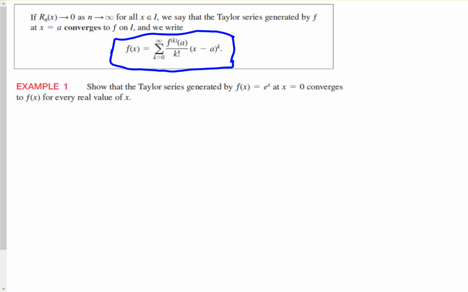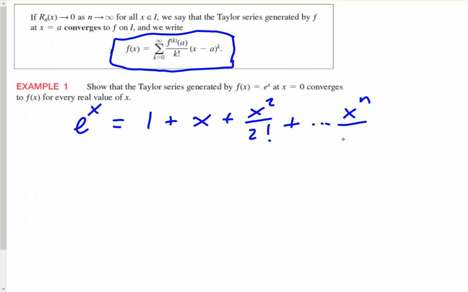Example 1: show that the Taylor series generated by f of x equals e to the x at x equals 0 converges to f of x for every real value of x. We know that the function has derivatives of all orders. We did a problem like this in the previous section. We showed that e to the x is equal to 1 plus x plus x squared over 2 factorial plus ... plus x to the n over n factorial plus some remainder of order n of x.